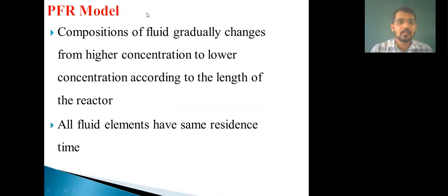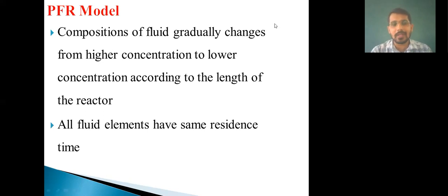Now next one, the PFR model. In this topic, the important points you have to write in the exam are: compositions of fluid gradually change from higher concentration to lower concentration according to the length of the reactor, not according to time. After that, all fluid elements have the same residence time. So in the PFR model, all fluid elements have the same residence time.